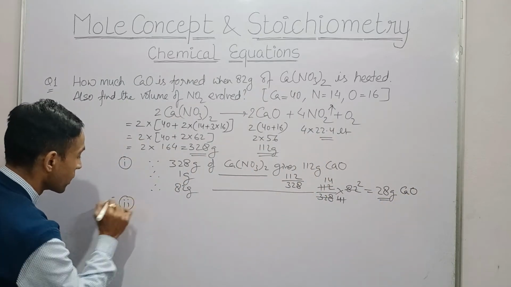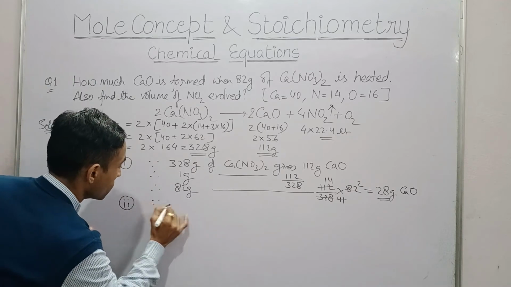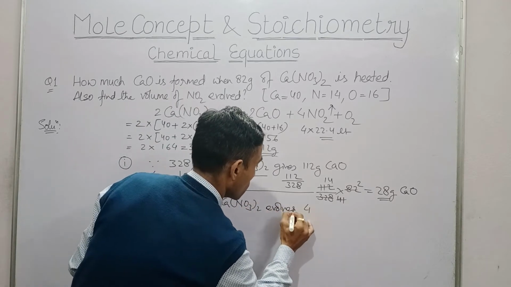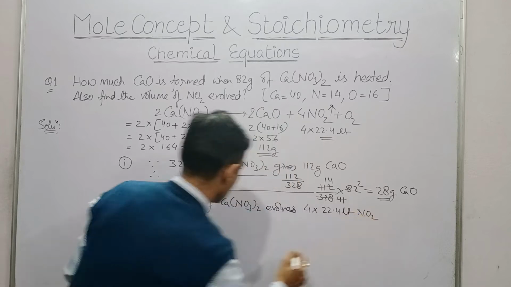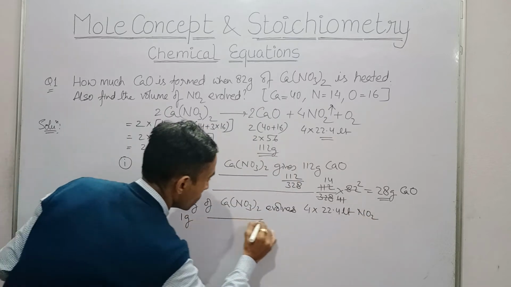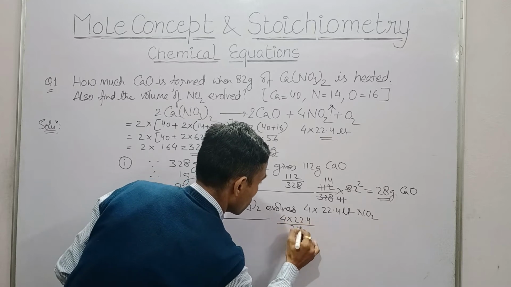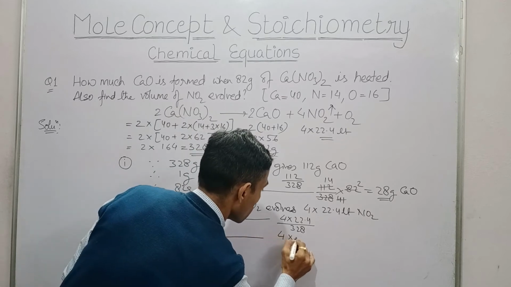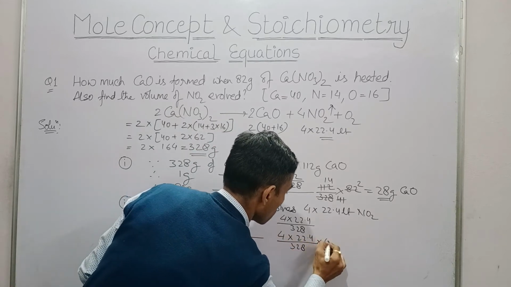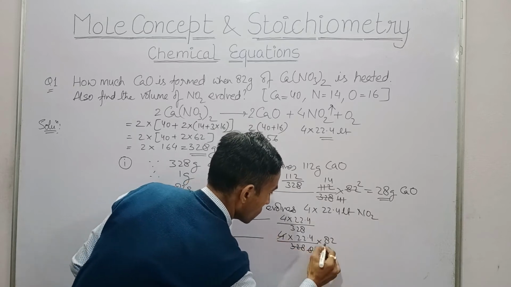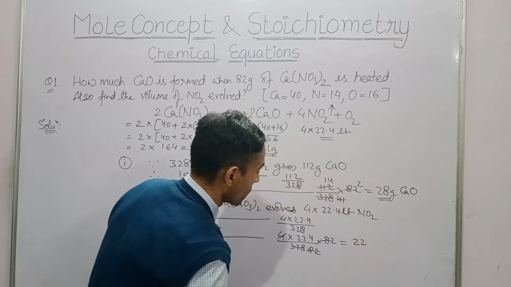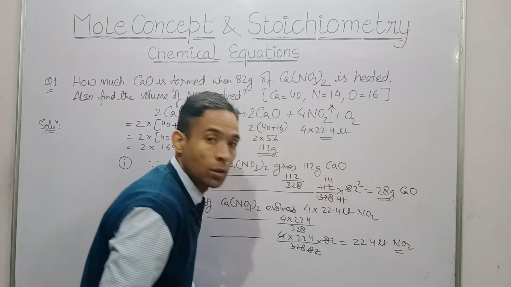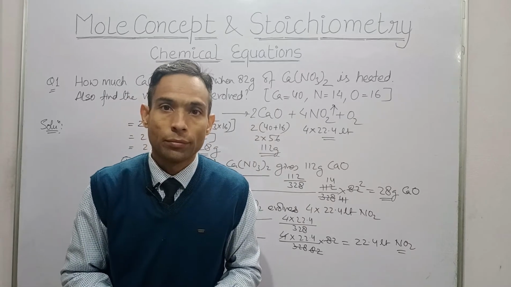Now let's apply this unitary method for nitrogen dioxide. Therefore, for 1 gram, and therefore for 82 gram, so 82 gram of calcium nitrate gives 22.4 liter of nitrogen dioxide. Now let's do our next numerical.